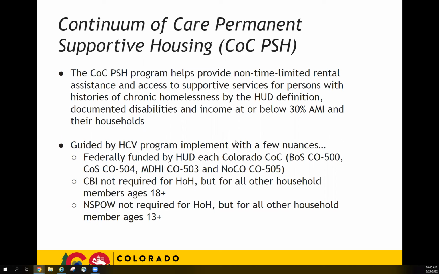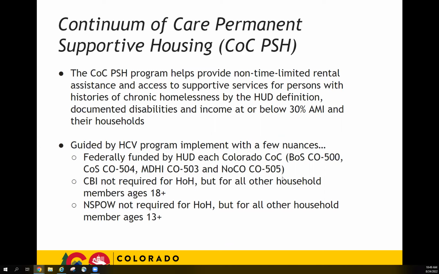In terms of this specific grant, it exists in all 4 COCs and has in the past. CBIs are not required for the head of household for the program, but it is for all other household members 18 or older.